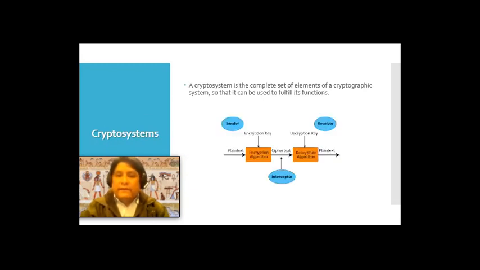The set of elements that make up a cryptographic message is known as a cryptosystem, which is composed of a sender, the message, the encryption key, the medium, the decryption key, and the receiver.